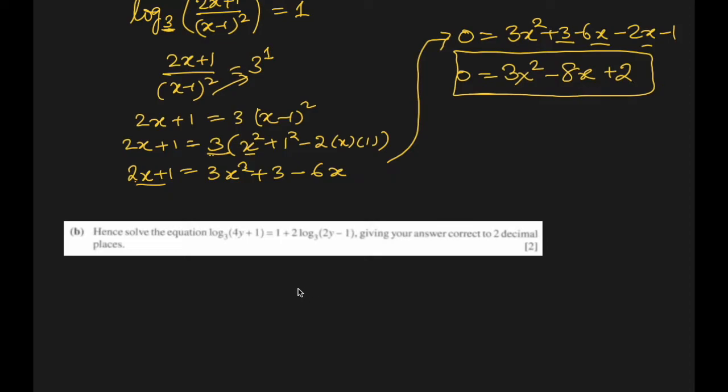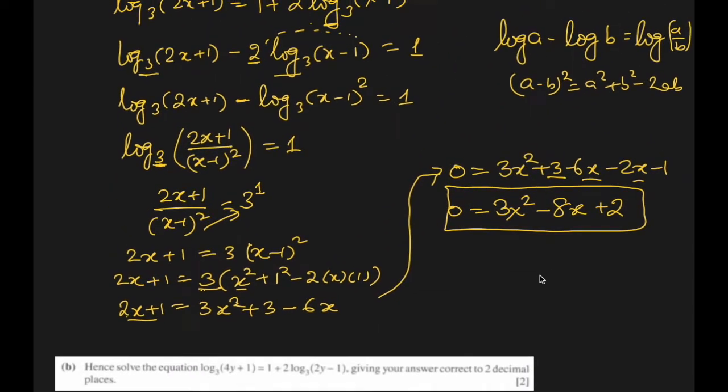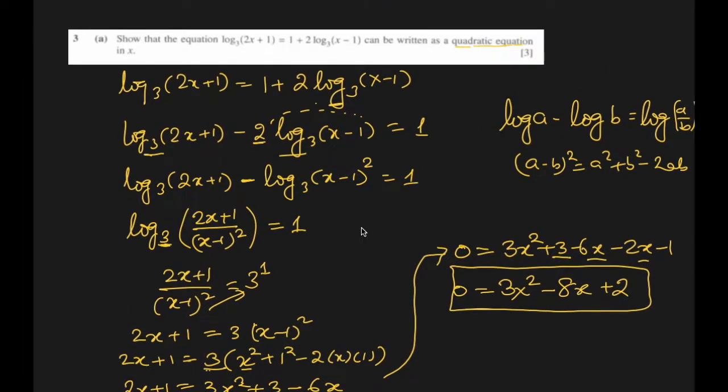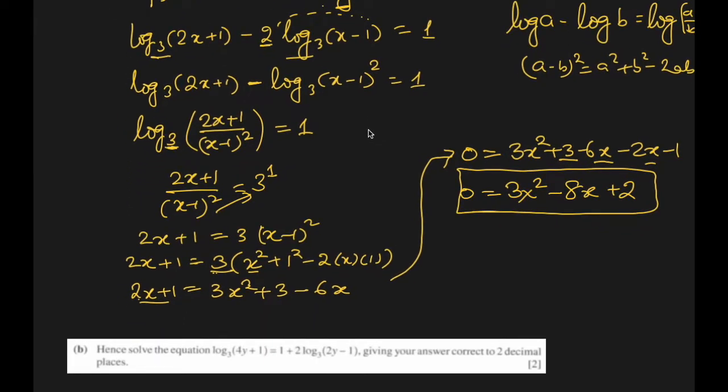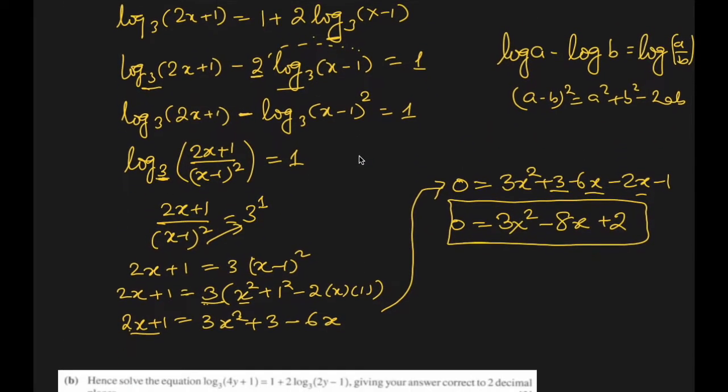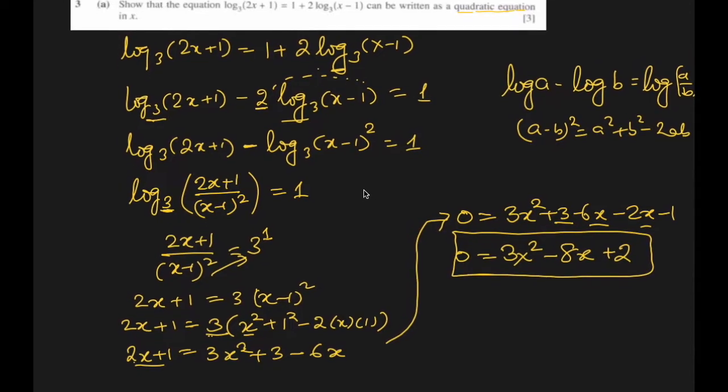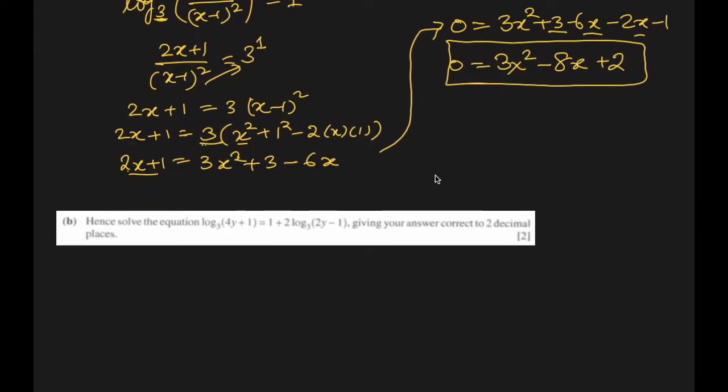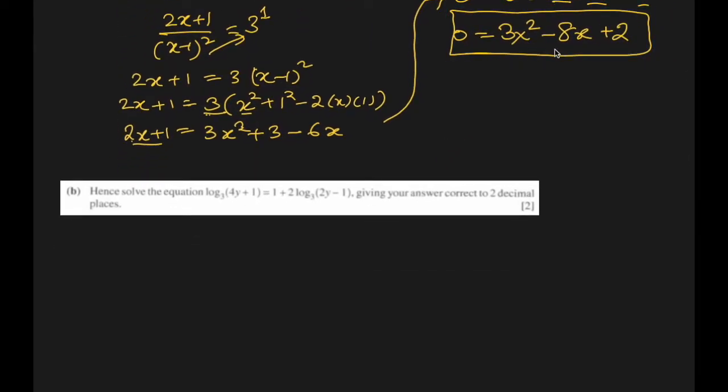Hence, solve the equation with the same base 3 and a similar looking question. If you compare it with the original question, the only difference is that 2x has become 4y and x has become 2y, basically double of this. So our answer is this one, right? Here we will substitute x by 2y. Let's do that.